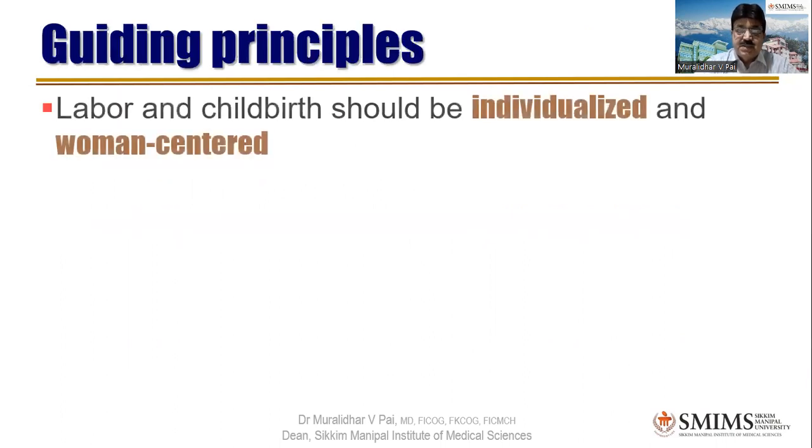What are the guiding principles of this? Labor and childbirth should be individualized. We always say in medicine that every treatment should be individualized, but especially in obstetrics, and we know, even the postgraduates with 1 or 2 years of experience realize, that each woman has a different take in labor. It's different for each woman. And that's why it has to be individualized, and it should be woman-centered, not obstetrician-centered.